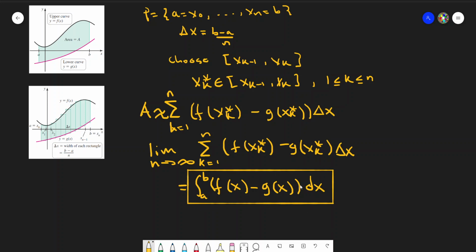But make note that this is only possible if and only if f of x is greater than or equal to g of x on that closed interval from a to b. What that means is that you just need to apply top minus bottom, because f of x represents the top function and g of x represents the bottom function. Okay, well, let's look at an example then.